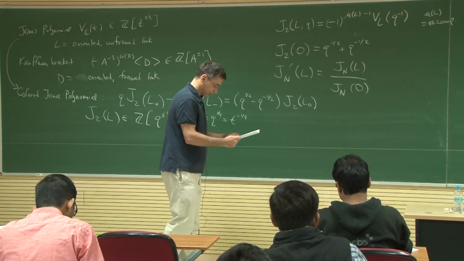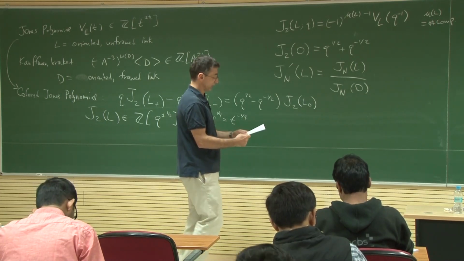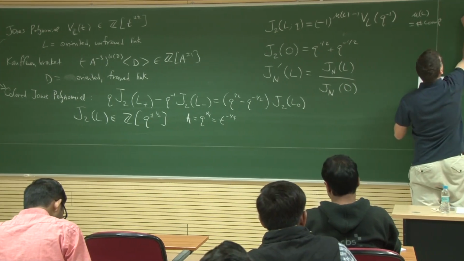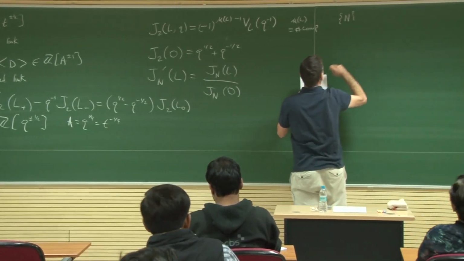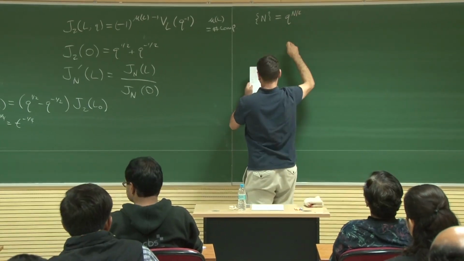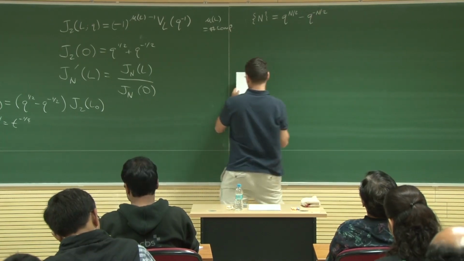There's some more notation. Let me introduce that later. Should I do that now? Let me do that now. Just a little bit more notation. n with braces is going to be q to the n over 2 minus q to the minus n over 2.